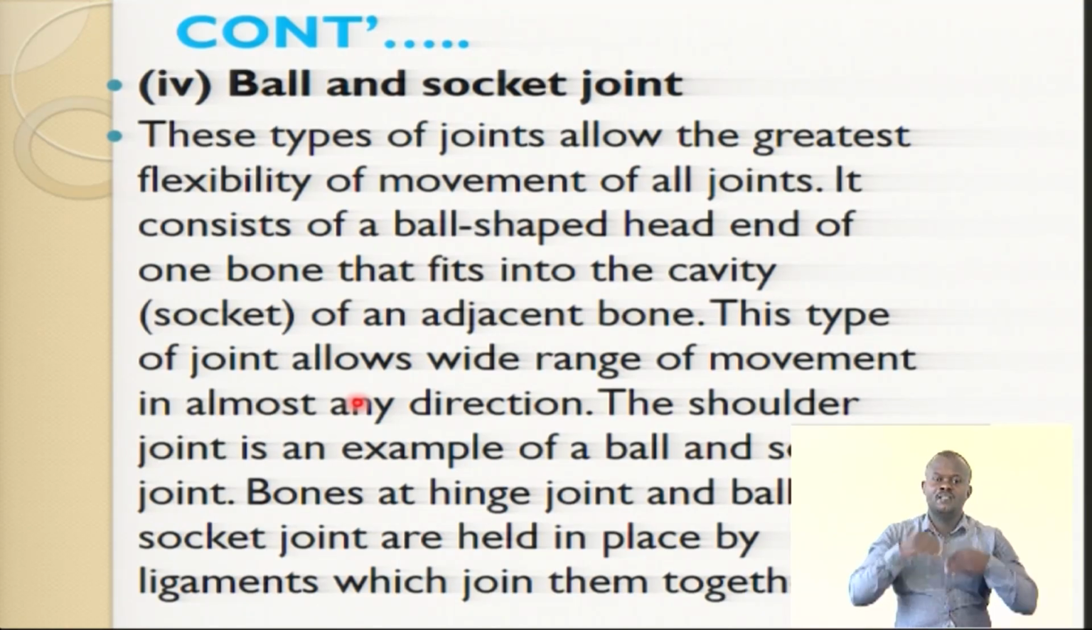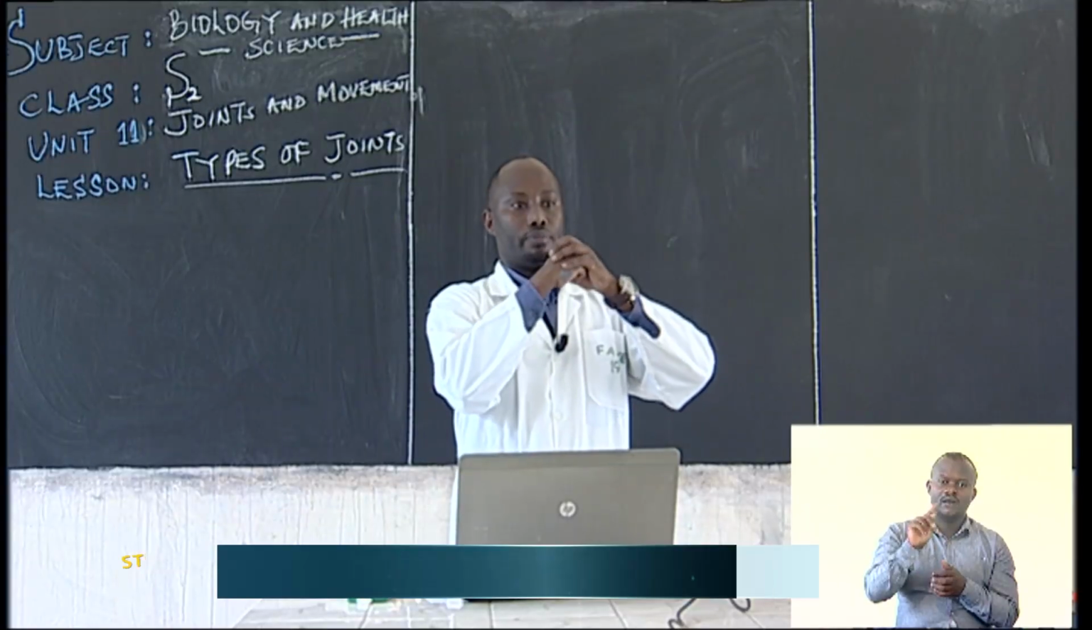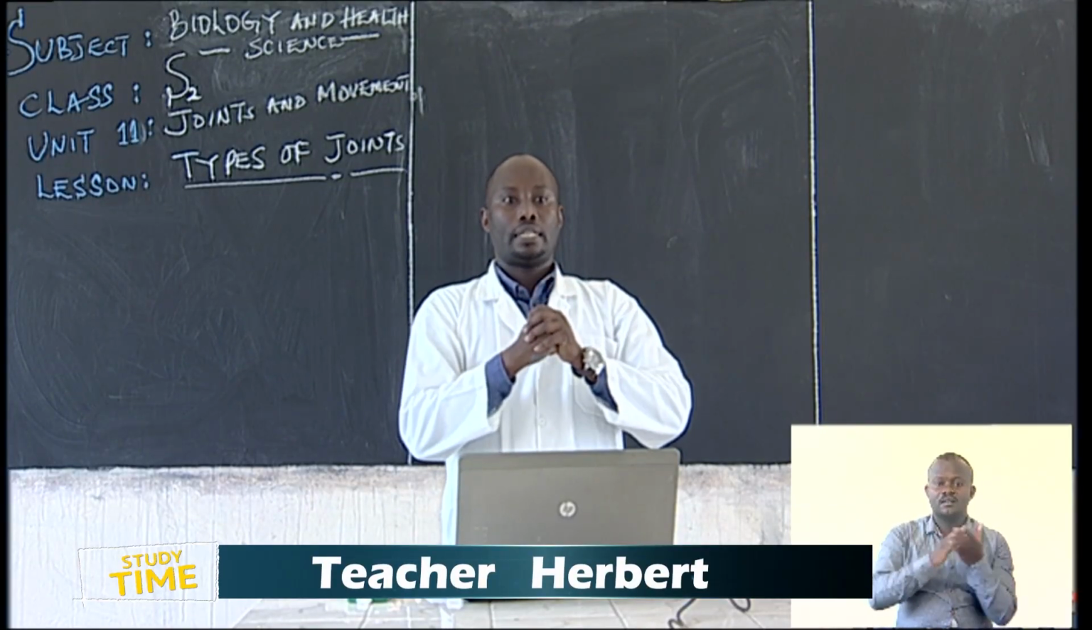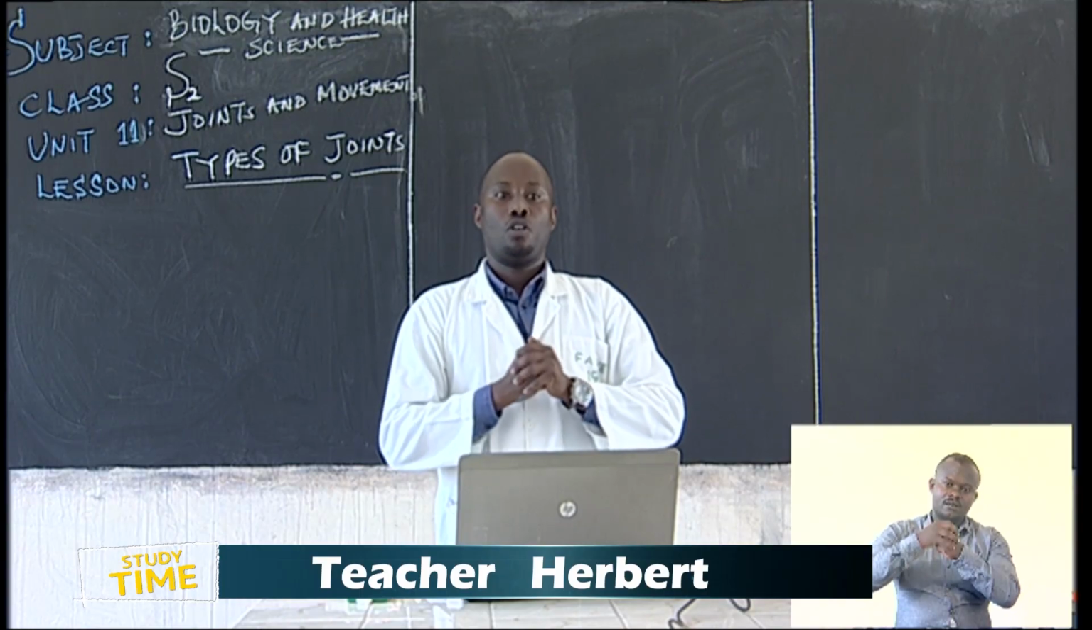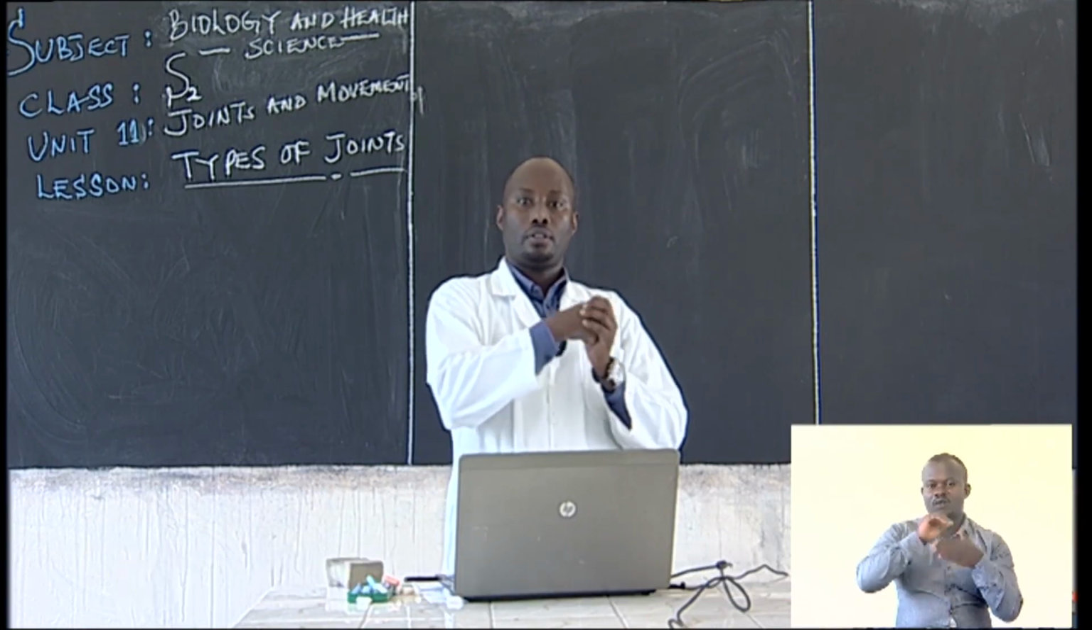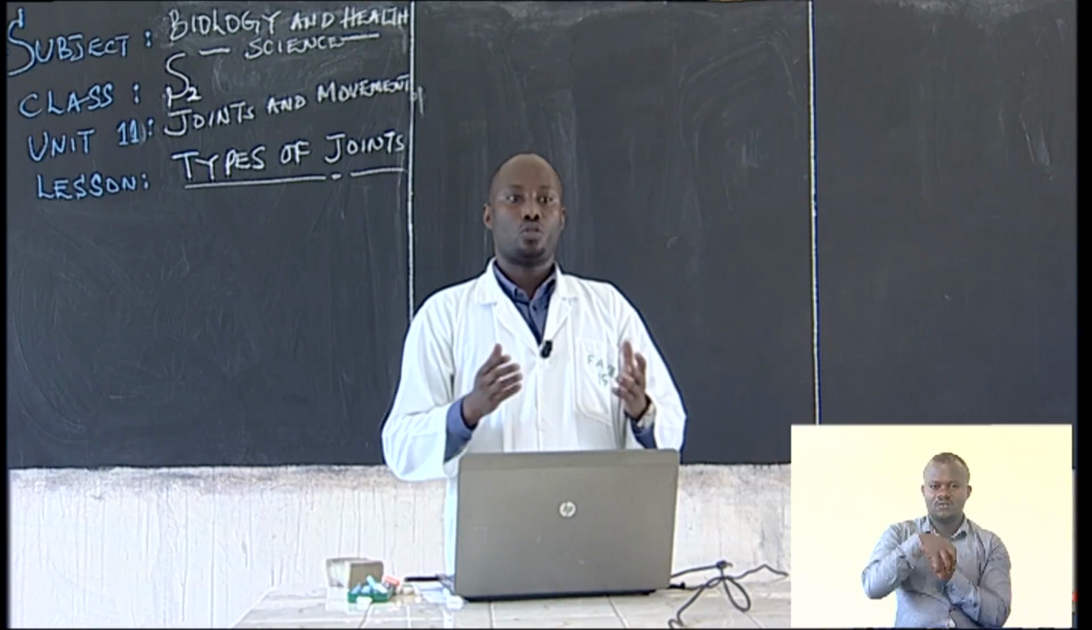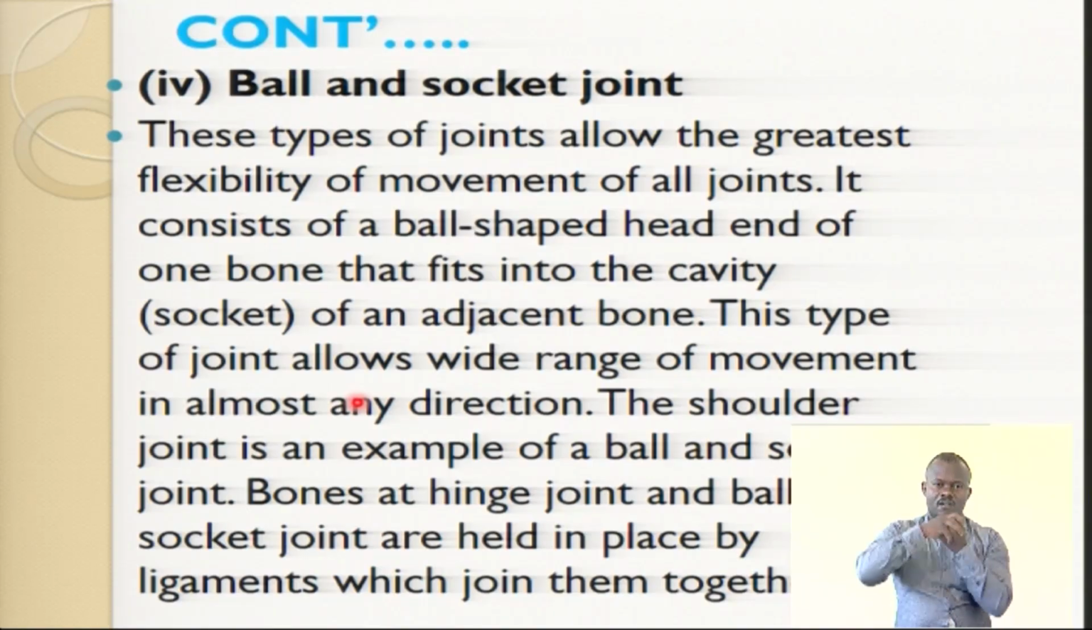Let's talk about the ball and socket joint. These are the types of joints that allow the greatest flexibility of movement of all joints. It consists of the ball-shaped head of one bone that fits into the cavity, into the socket, of the adjacent bone. This type of joint allows a wide range of movement in almost any direction. Okay? They're able to move in all directions.